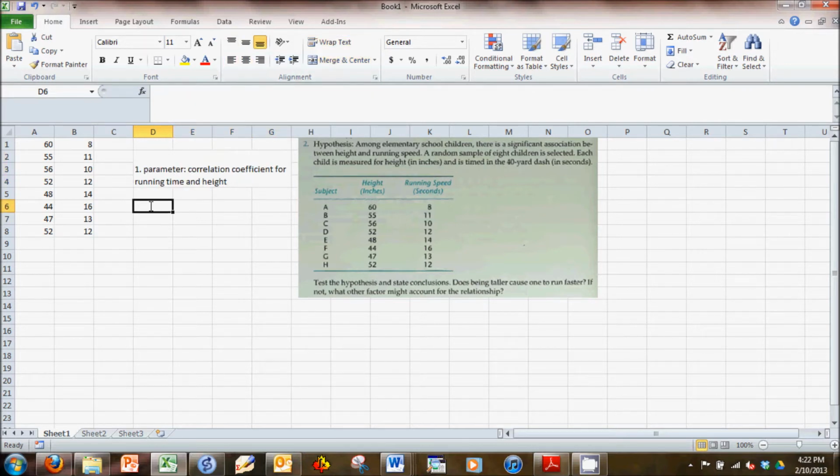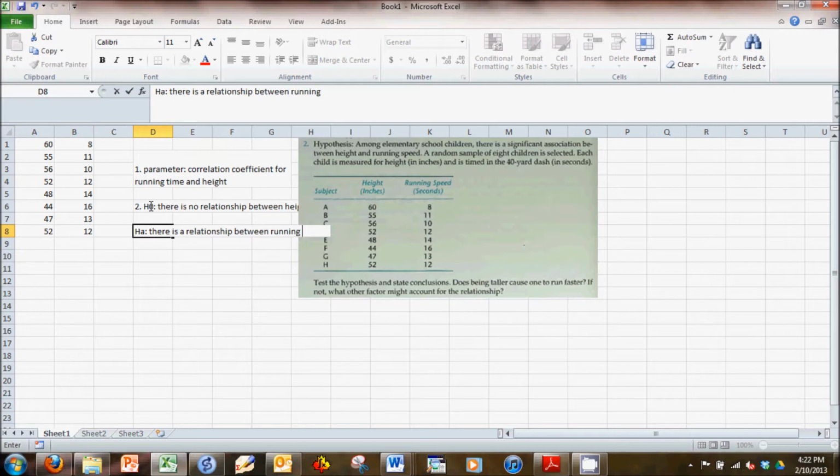Okay, number 2 is the hypotheses. The null hypothesis is that there is no relationship between height and running time. And the alternative hypothesis is that there is a relationship between height and running time.